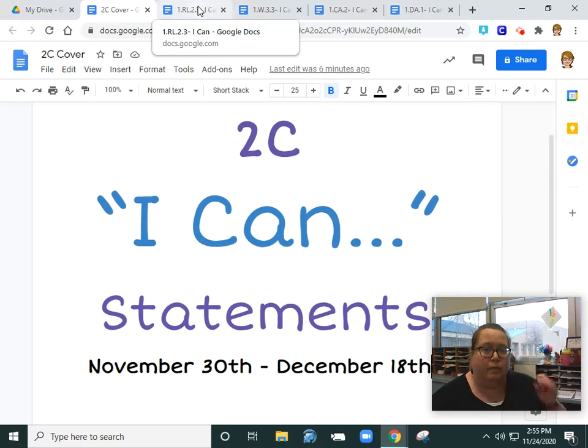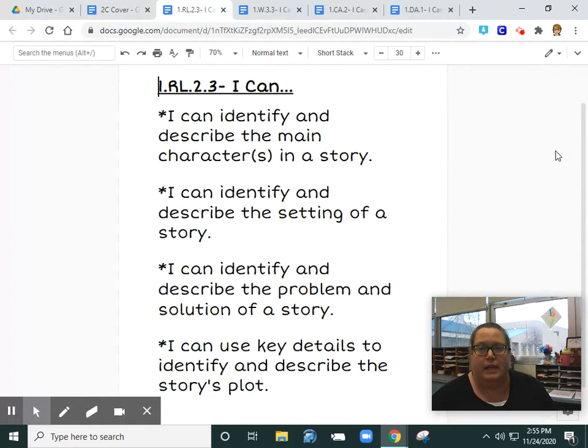Okay, let's start with one of our language arts standards. It's 1 RL 2.3. It's dealing with fiction, so we'll be doing a lot of reading and a lot of thinking about stories that we read and that we hear. The I can statements for this: I can identify and describe the main characters in a story, and I can identify and describe the setting of a story, and I can identify and describe the problem and solution of a story, and I can use key details to identify and describe the story's plot.